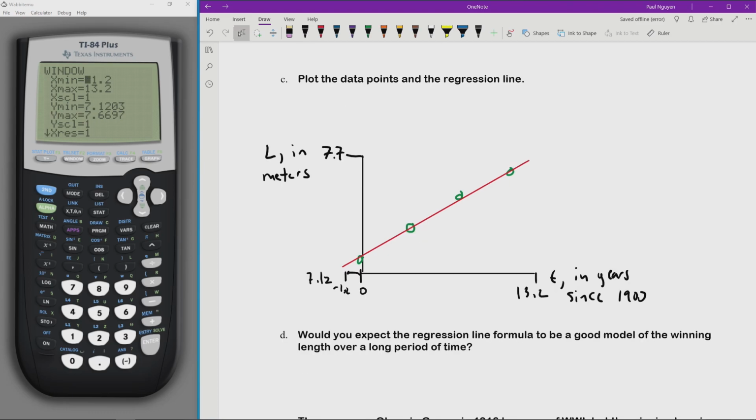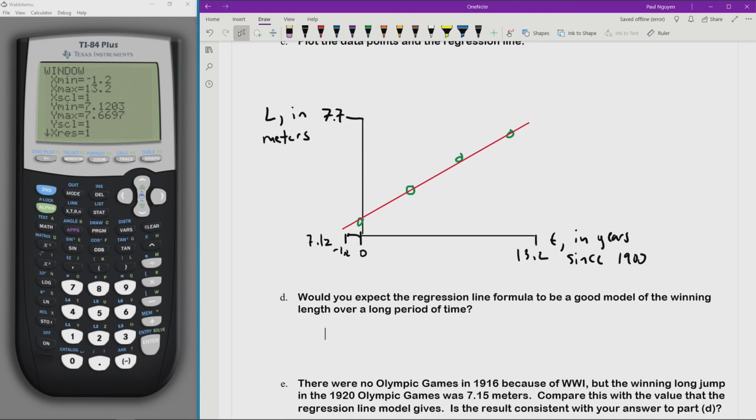Do we expect the regression line to be a good model of the winning length over a long period of time? The answer to that is no. There's a limit to how far someone's able to jump. This model predicts that every year it goes up by 0.034 meters. That's unsustainable. So, no. Because there's a limit how far someone can jump.